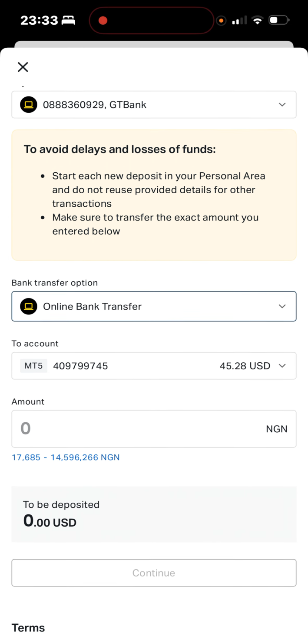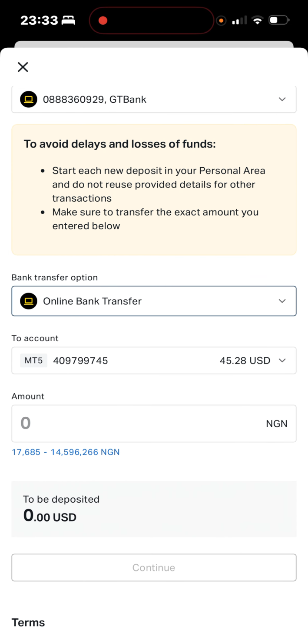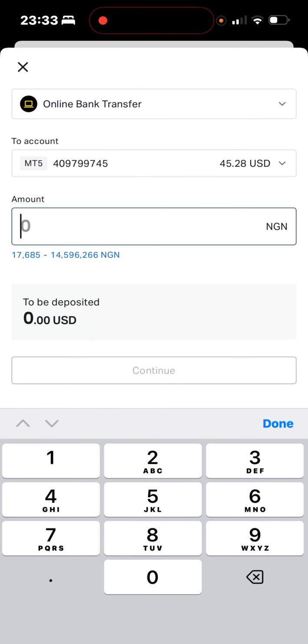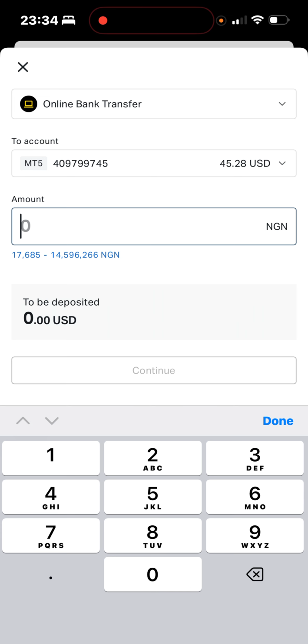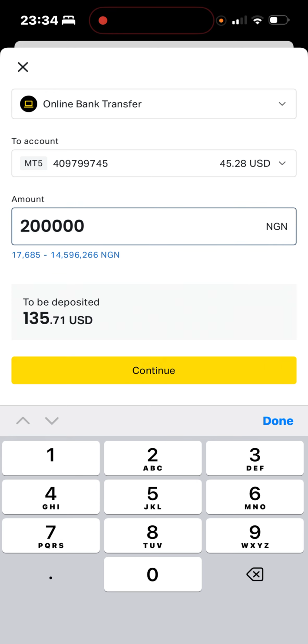Then you're going to type in how much you want to deposit into your account. This is very important, because whatever you type here, you're going to see the dollar equivalent you're going to receive in your account. Let me deposit 200k now to show you guys. For example, 200k is 135 USD.